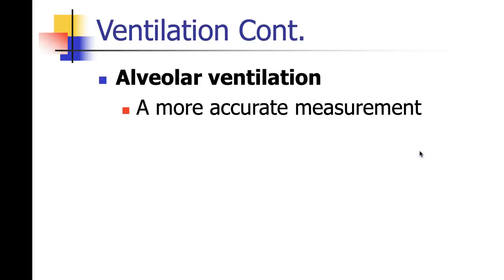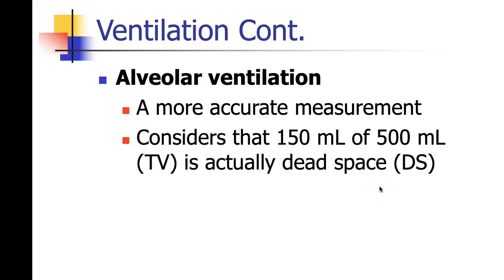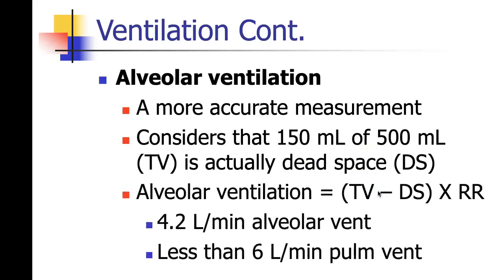So actually a more accurate measurement then of this is going to be alveolar ventilation, because this considers that 150 milliliters of the 500 milliliters of tidal volume is actually dead space, right? Because remember, you have all that space where you're not actually conducting oxygen and carbon dioxide. So alveolar ventilation, a more accurate measurement of ventilation, is going to be tidal volume minus dead space times respiratory rate. So if we have 4.2 liters per minute of alveolar ventilation, we get a less than 6 liters per minute of pulmonary ventilation.